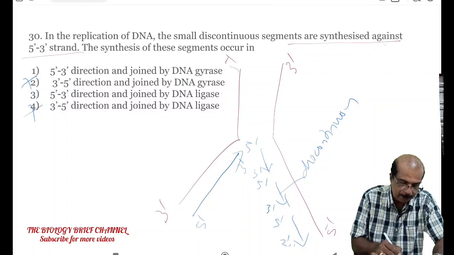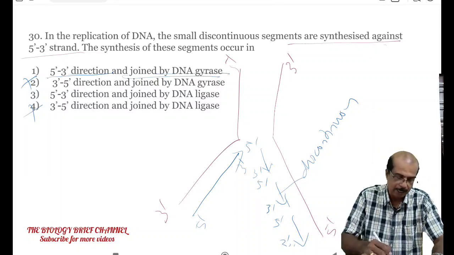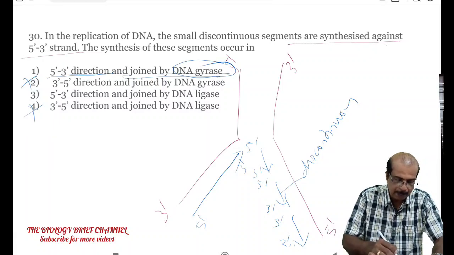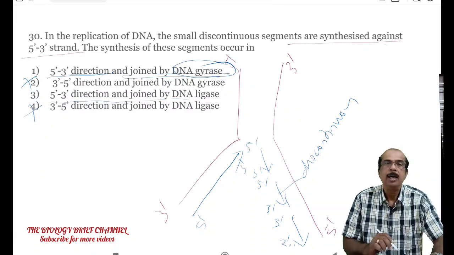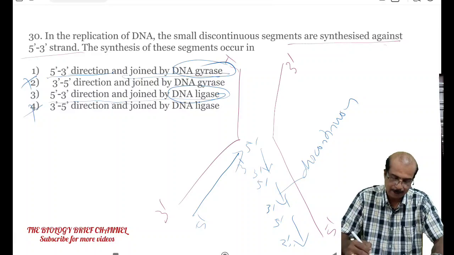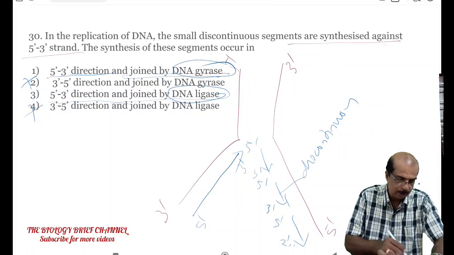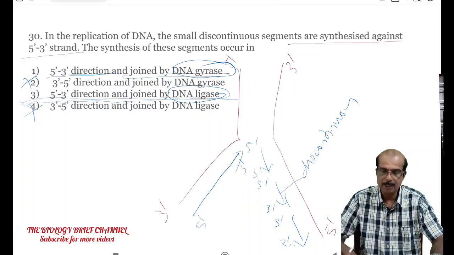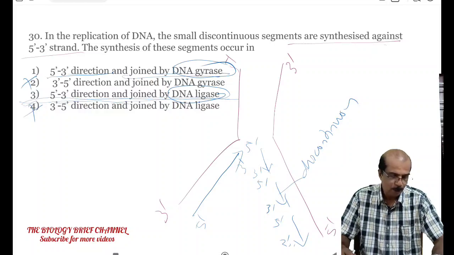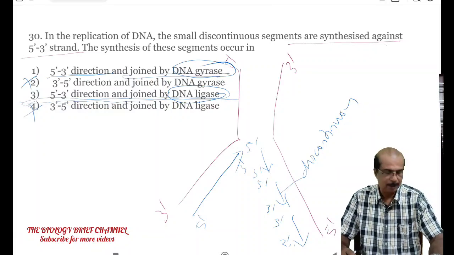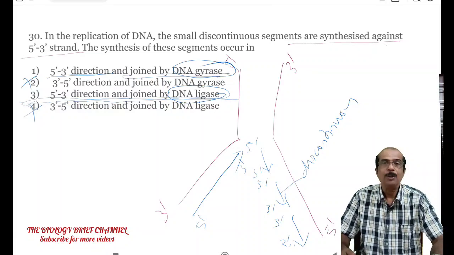5 prime to 3 prime direction is correct, joined by DNA gyrase. Not the answer. Here the enzyme is not DNA gyrase. 5 prime to 3 prime direction and joined by the enzyme DNA ligase. Ligase is the correct joining enzyme here. So the third choice will be our answer to this last question. Hope you understood the 30 questions very well. Thank you very much.